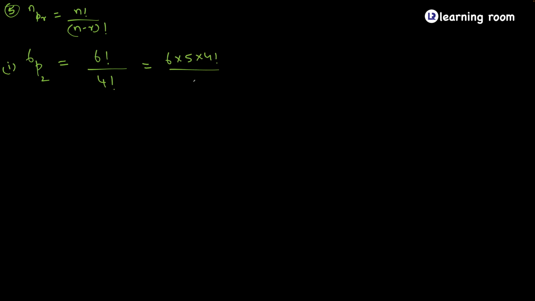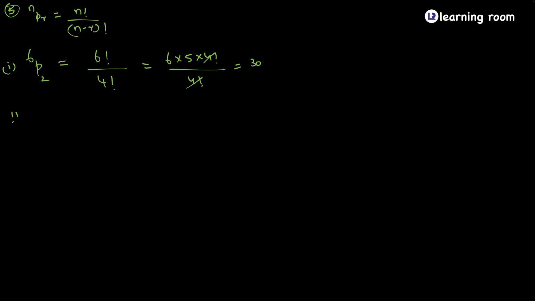The fifth problem is: if nPr is equal to n factorial divided by (n minus r) factorial, then find the value of 6P2. So what is 6P2? It is going to be 6 factorial by 4 factorial. This is the first problem. Okay. So how much is this going to be? 6 into 5 into 4 factorial divided by 4 factorial. Cancel these two. Answer is 30.